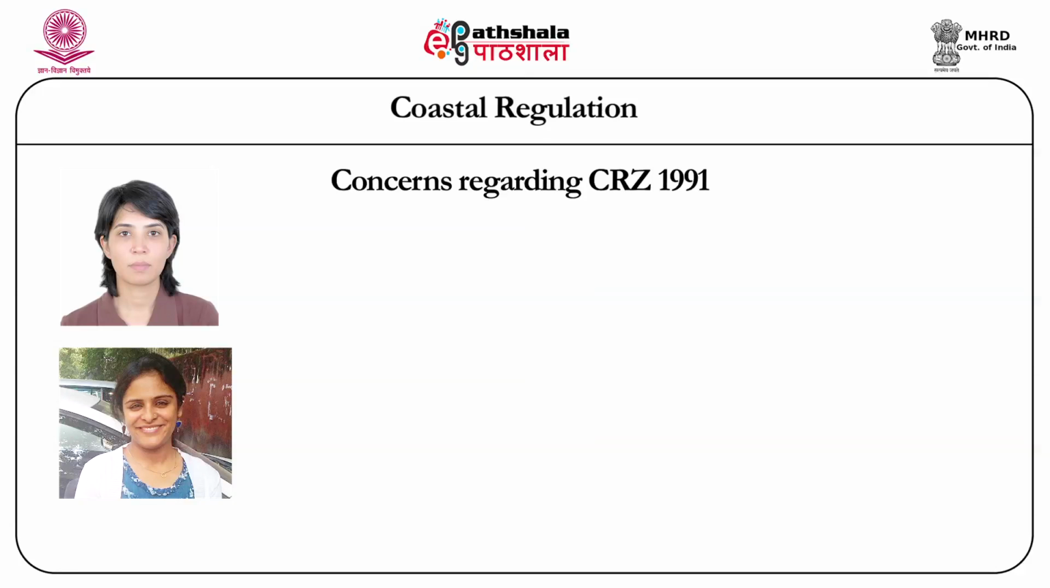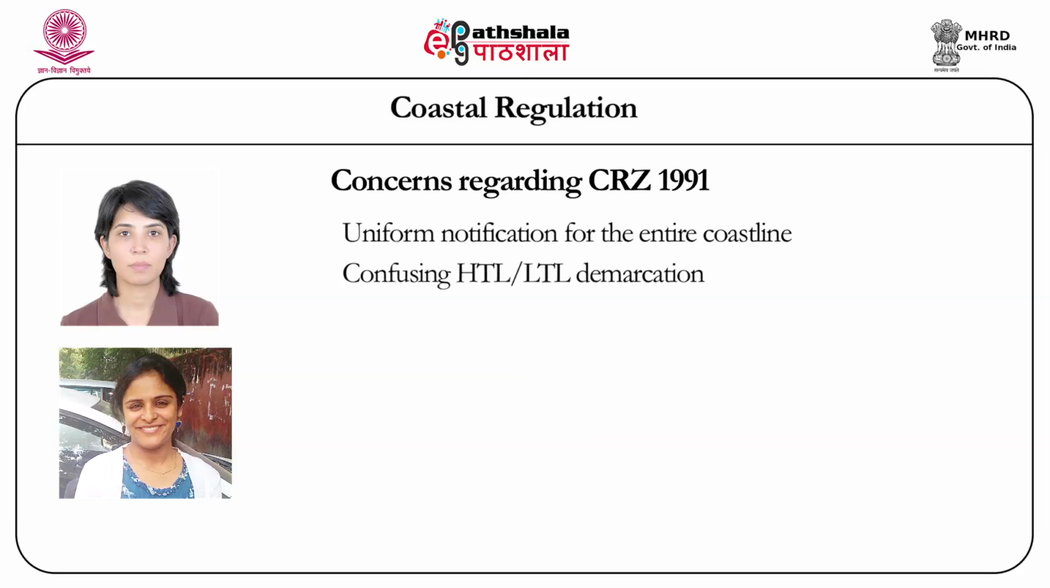CRZ notification 1991 was a uniform notification for a coastline of 7,500 km, spanning over 9 states and 4 union territories. It did not take into account the diversity of land use, dependent livelihoods, and population densities across the coastline. The demarcation process for tidal lines, HTL and LTL, was confusing. Local departments such as Panchayat found CRZ maps difficult to use. There was a lack of comprehensive coastal planning and no directions were provided for preparation of CZMPs for the CRZ.